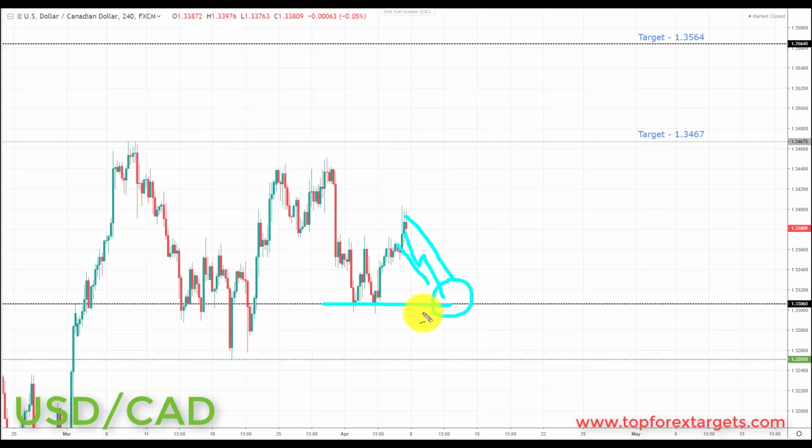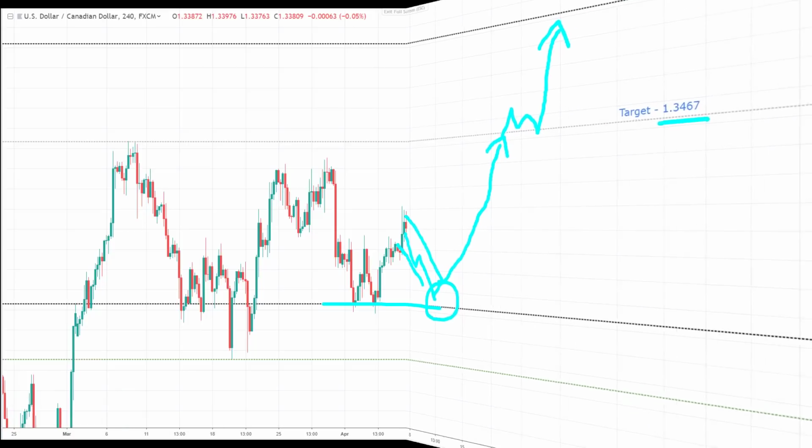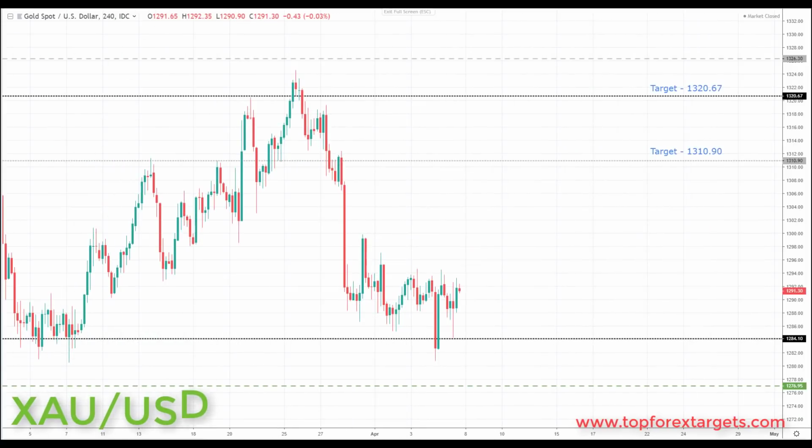to the upside. And if we get the right kind of tradable bullish formations and patterns in this area, we're going to be looking at initiating longs up towards the next key area of resistance to the upside and the target set, the 1.3467. And if we can get a break through here, we're going to be looking up towards the next key area of resistance to the upside and target 2 at the 1.3564. And last but not least, we have gold.